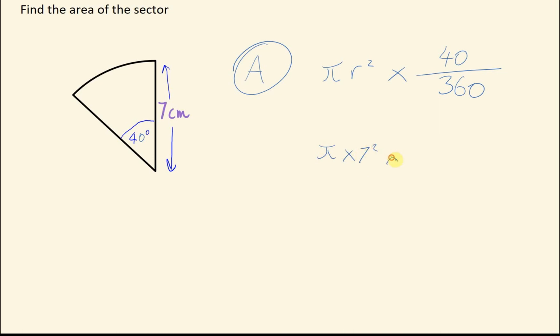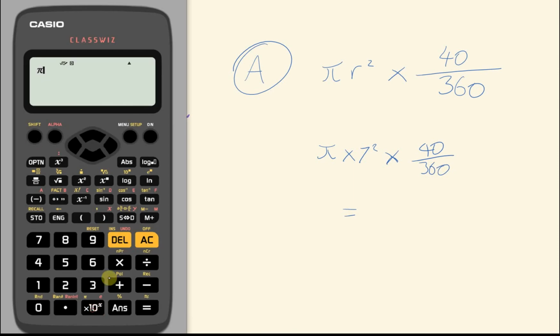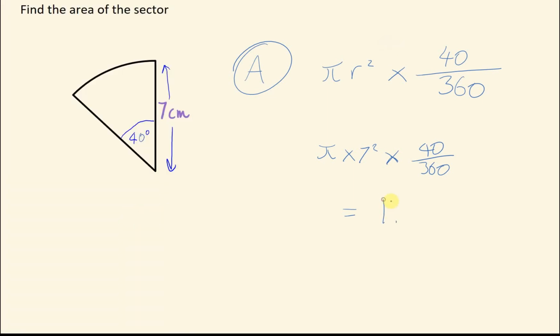We do pi times 7 squared times 40 over 360. And then that's us done with the hard work. We now just pass it on to our calculator, who will do the rest for us. Okay, and that gives us 17.1 to three significant figures.